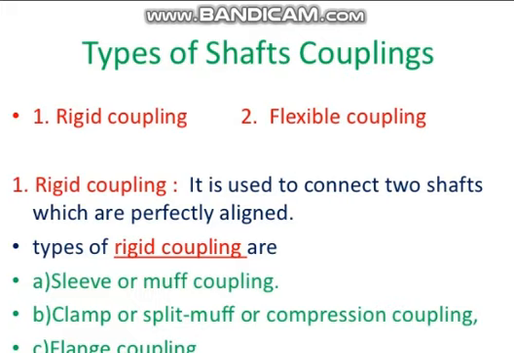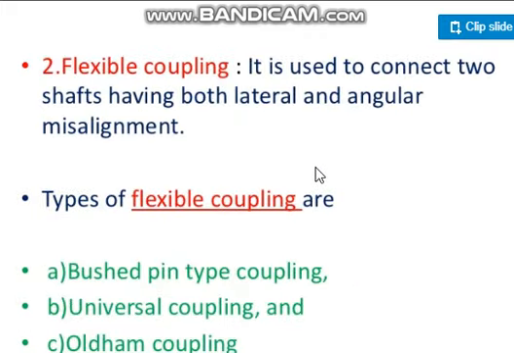These are the rigid couplings. And when you talk about the flexible coupling, this type of coupling is used to connect two shafts which have lateral or angular misalignment. Both lateral and angular misalignment, or singly lateral and singly angular misalignment also.